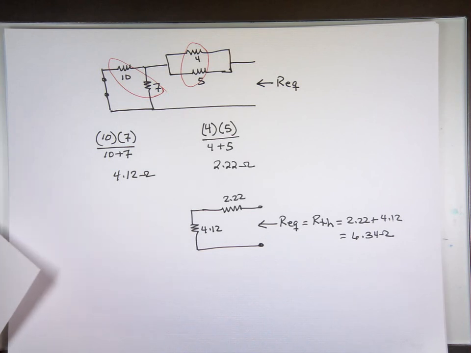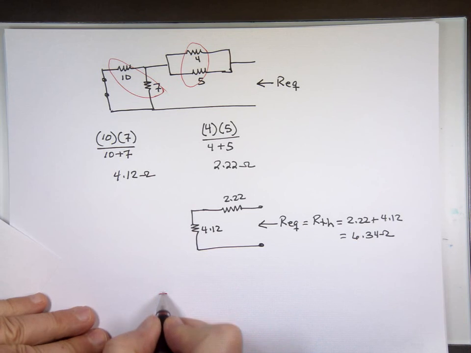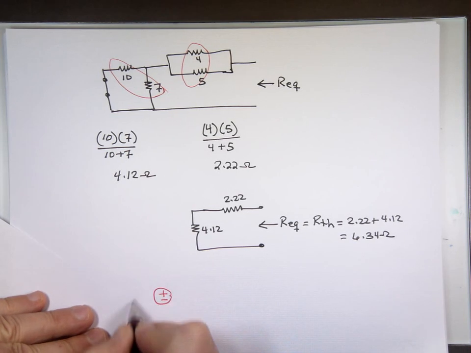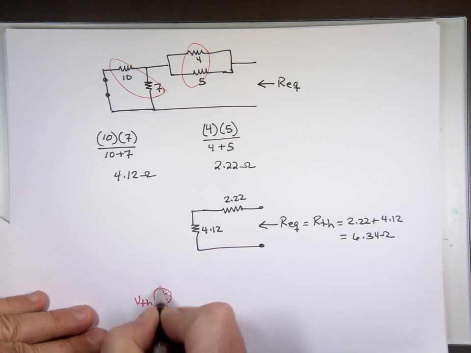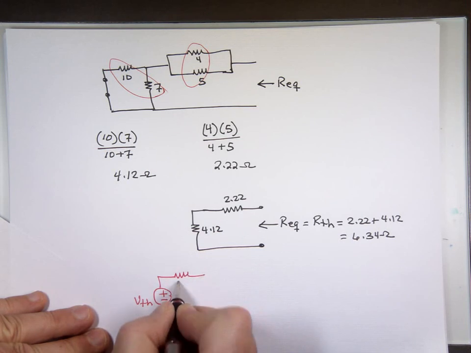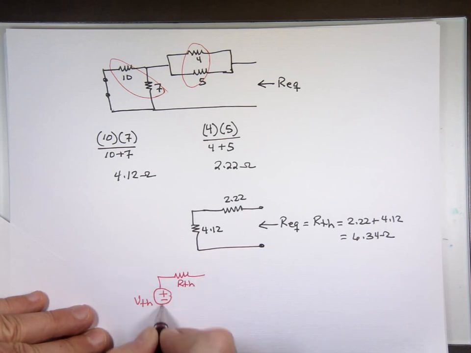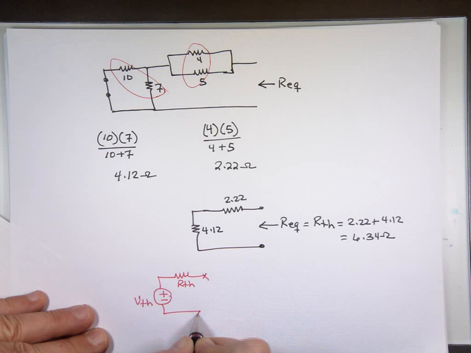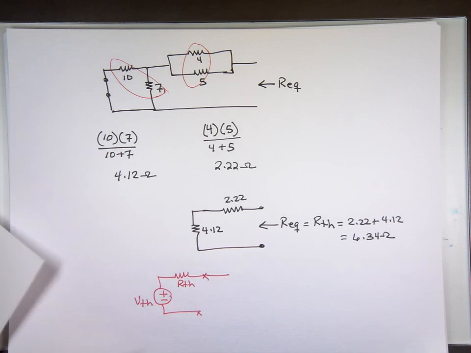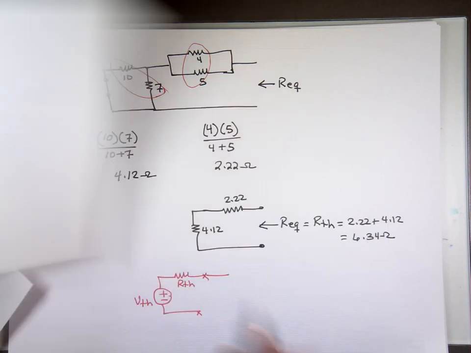So my Thevenin equivalent circuit should be V Thevenin, R Thevenin, and this is my resistor that was at the end that I cut out, which is R sub L. Let me put it there.